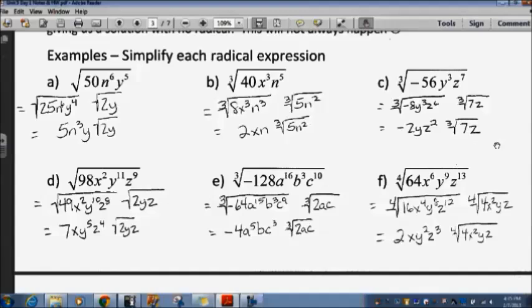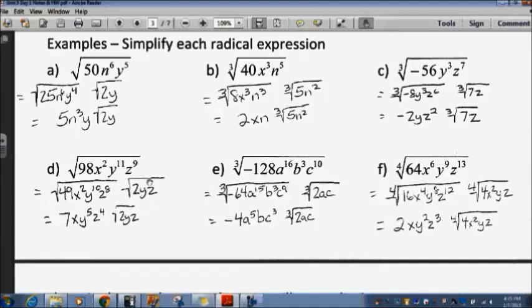All right. Let's go to D. The square root of 98, x squared, y to the 11th, z to the 9th. Again, breaking it into 2 radicals. Everything that's a perfect square under my first radical. Everything not a perfect square under my second radical. So the square root of 98 I would break down as the square root of 49 times the square root of 2. X squared is a perfect square.